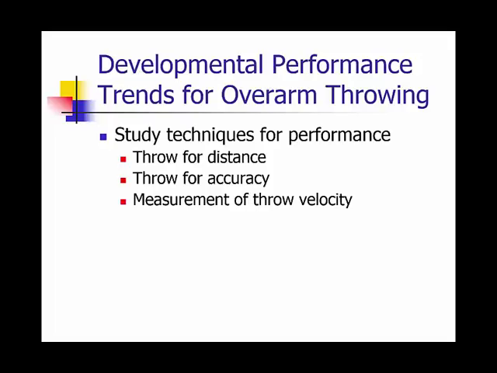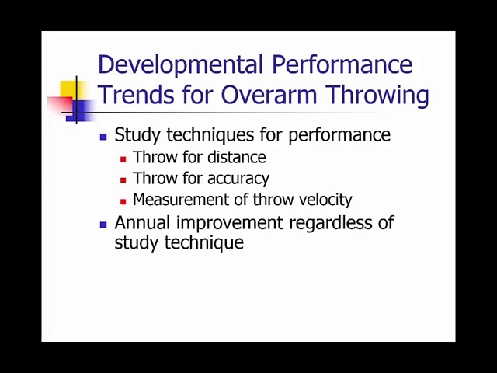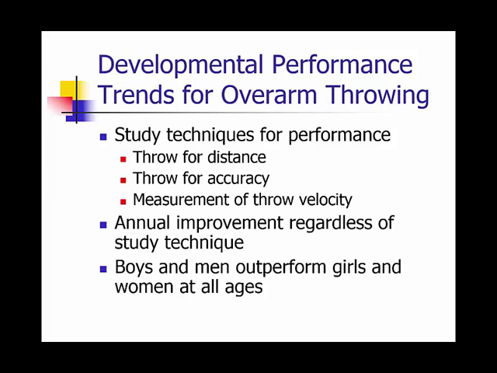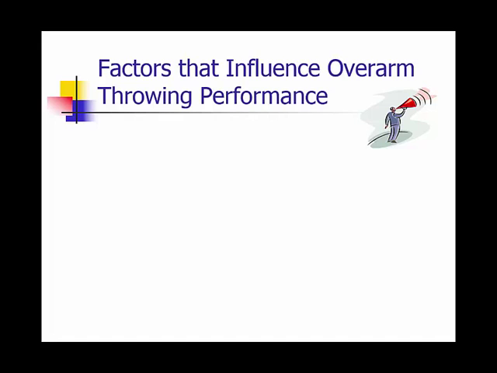A lot of the studies I'm going to reference have looked at different things. Some have looked for accuracy, some have looked for the distance of the throw, and some have measured the velocity of the throw as their dependent variables in their studies. So let me skip on to factors that influence the overarm throwing performance. The first one we're going to look at is instruction.